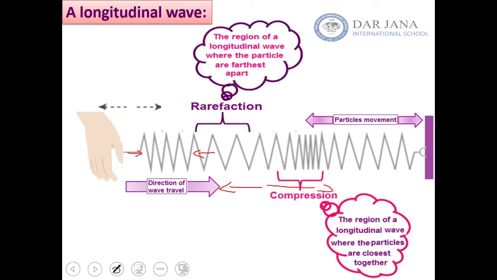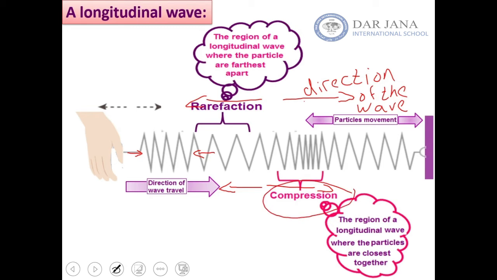Now the direction of the wave also will be forward to the right and backward to the left. Also in this case, the direction of the wave is parallel to the vibration of the particles in the medium. I mean the turns of the spring are vibrating forward, backward, the same as the direction of the wave, which will be to the right and then to the left, parallel to each other. Now we have two regions in the longitudinal wave. The region where the particles are compressed together, we call it compression, and the second region we call it rarefaction, where the particles are farthest apart.